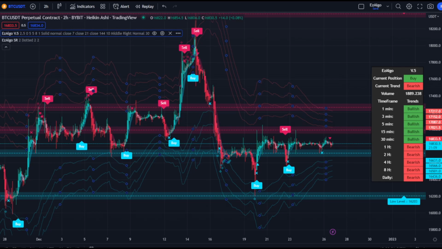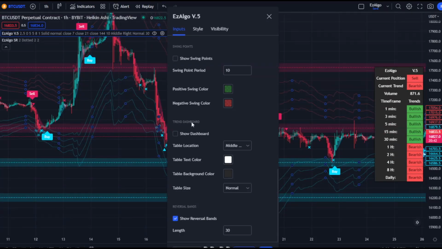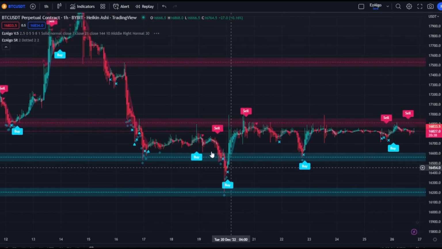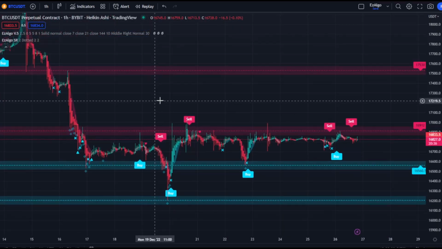All right, now that's out of the way, let's jump into the strategy. So I find this works extremely well anywhere from a 15-minute to a 2-hour time frame. Obviously, if you're in a lower time frame, you're going to get more trades as opposed to a higher time frame like a 2-hour. And I'm going to turn off the trend dashboard and the reversal bands, and all we're going to keep are the buy and sell signals and the auto support and resistance levels.